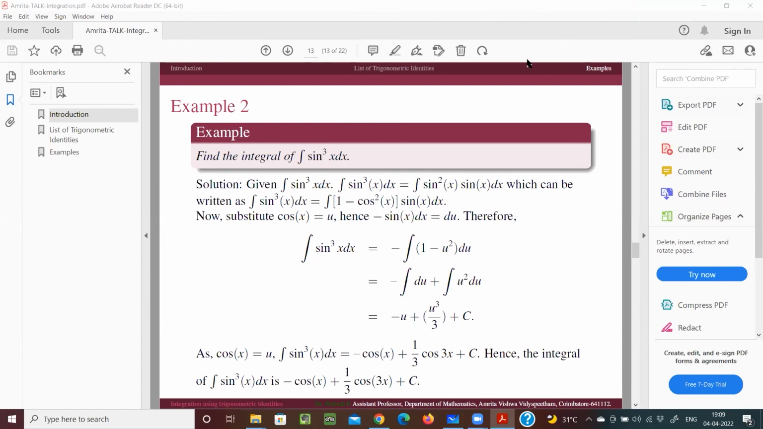If you have any doubts, you can type them in the chat box. I think almost all the questions are clear now for the students. If you have anything, we'll wait for one more minute. Okay. I think almost all the questions are clear.